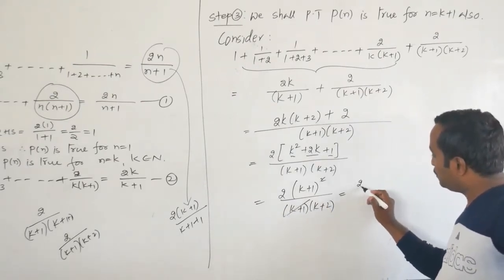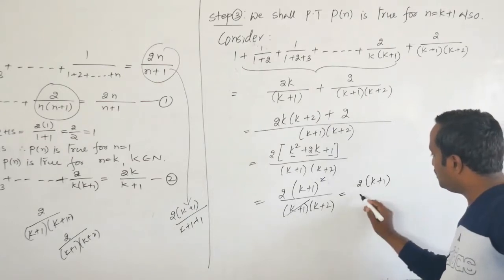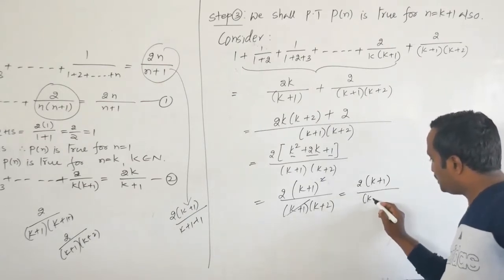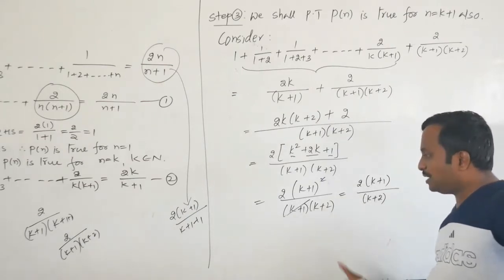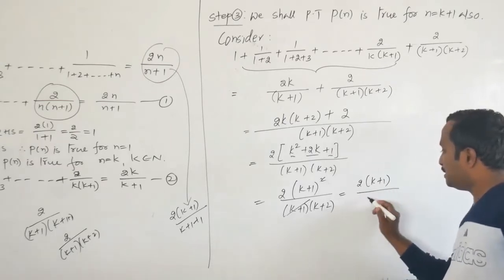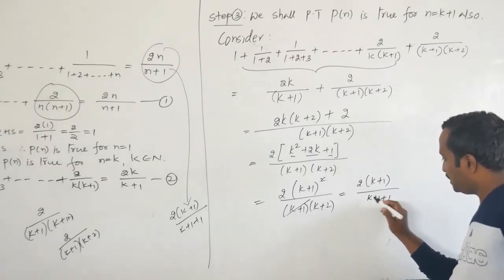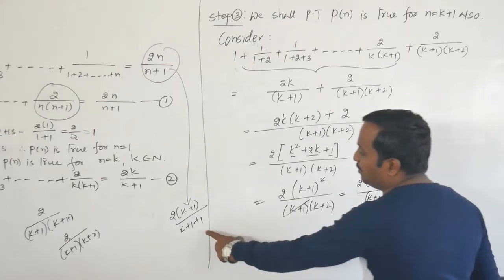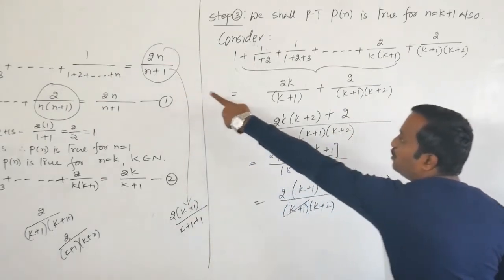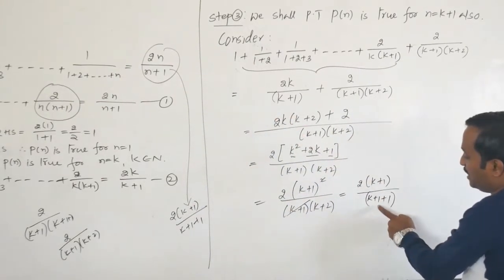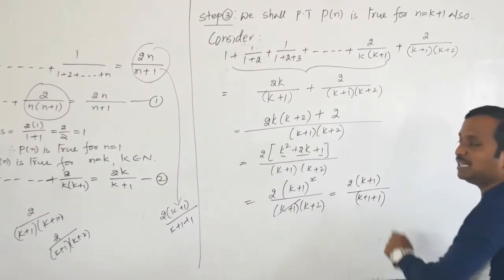So it is nothing but 2 into bracket k plus 1 by k plus 2, which is the required. So k plus 2 and then variable; k plus 2 and k plus 1 plus 1 and variable. So what is the requirement? So this is the n, 2n by n plus 1. So n is the variable to k plus 1.